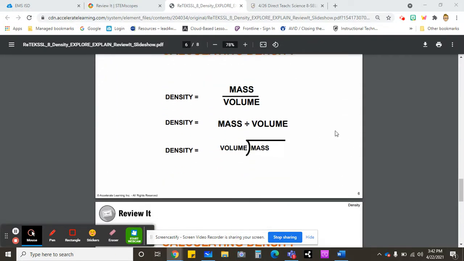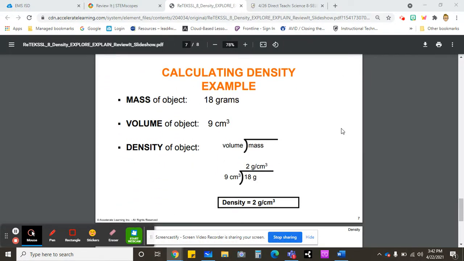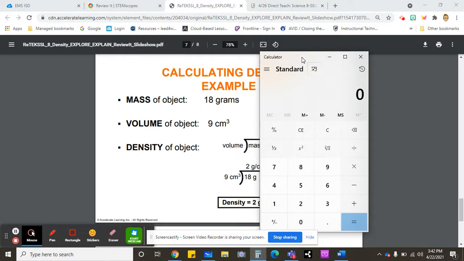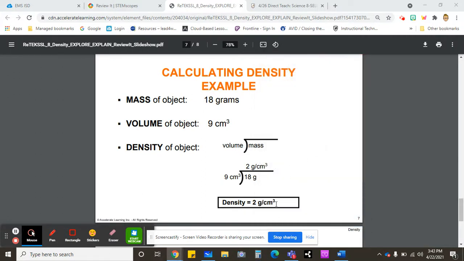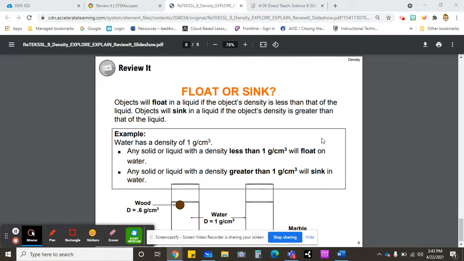Then, once you have the mass and volume, you're going to do mass divided by volume in your calculator. So in this case, if your mass was 18 grams, you would do 18 divided by 9. And that is giving you 2 grams per cubic centimeter, which would be the density. Then you would consult the data table and find the name of that substance.